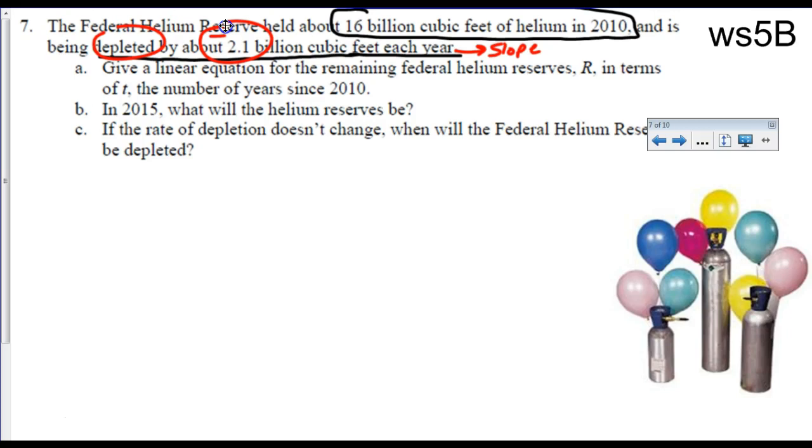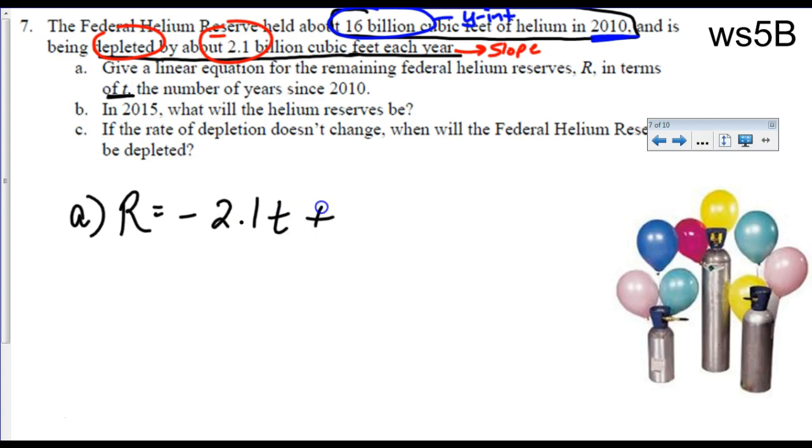All right, given a linear equation, the remaining helium reserve are T in years since 2010. Well, this is fantastic. Since 2010, well, that is the starting point in 2010. So that's your Y-intercept. And we have slope, so I think we're done. So part A, the helium reserve is depleting 2.1 per year. I'll use T, because it says right here to use T. And they started with 16 billion cubic feet of helium in 2010.